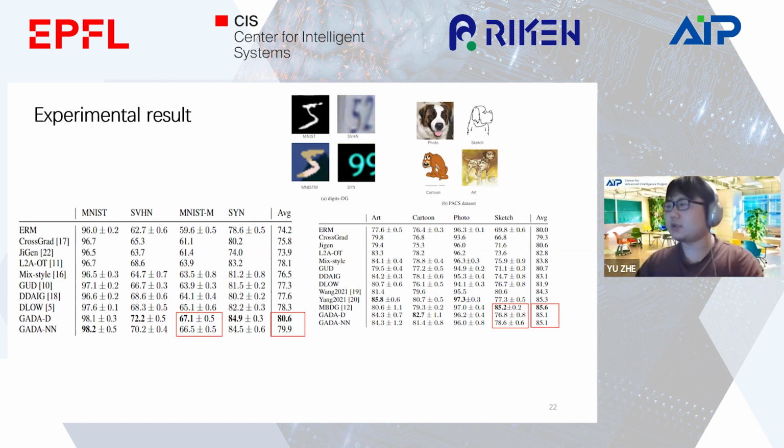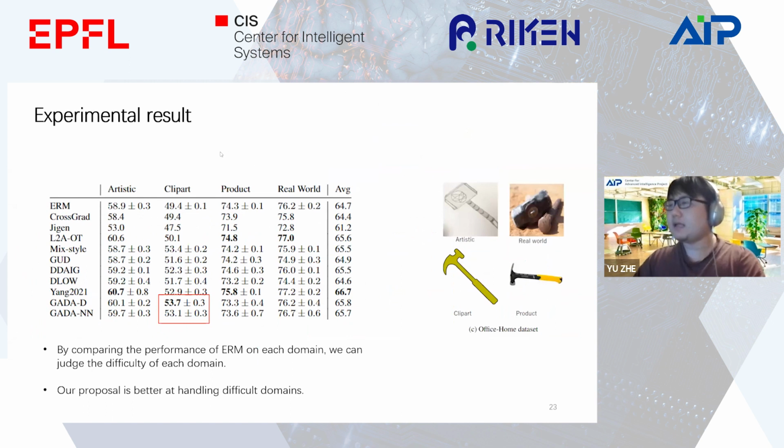On these 2 datasets, on the digits dataset, both of our proposals, GADA-D, which means our proposal with the Dirichlet distributions, and GADA-NN, which means our proposal with a domain code NN, achieve the best performance among all competitors. For the PACS dataset, our result is close to the state of the art method MBDG. And the third benchmark is the Office-Home dataset. It also has 4 domains, and we also follow the leave-one-out principle to conduct the experiments.